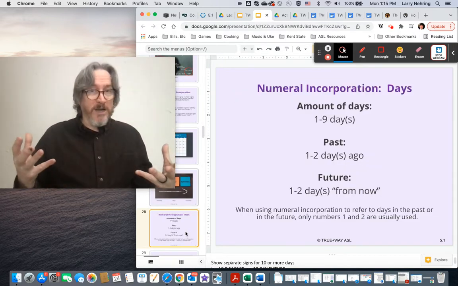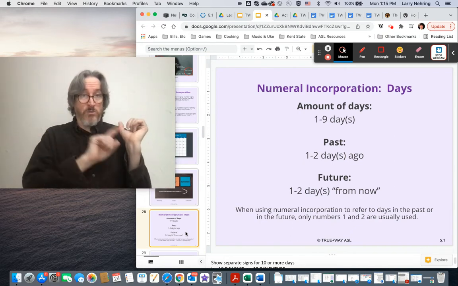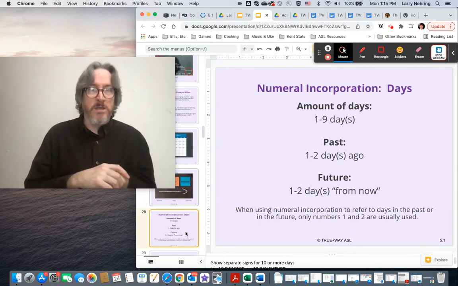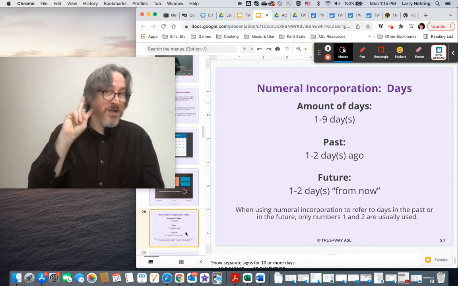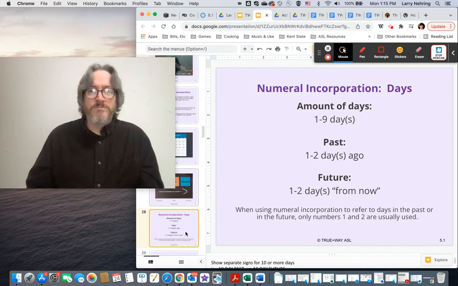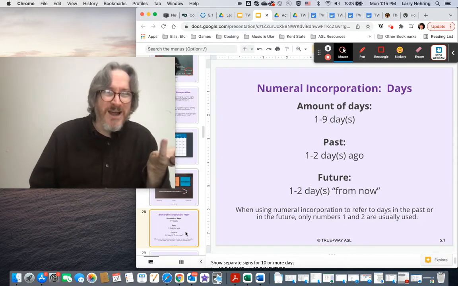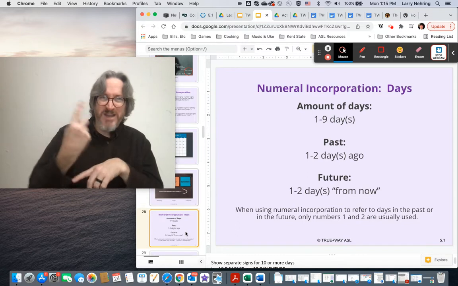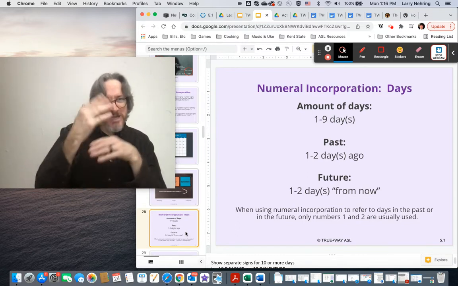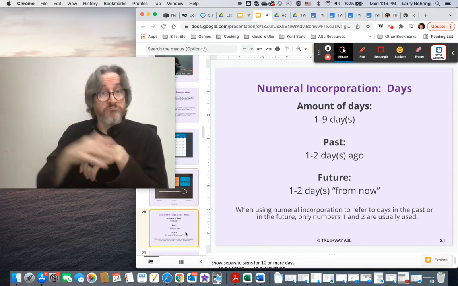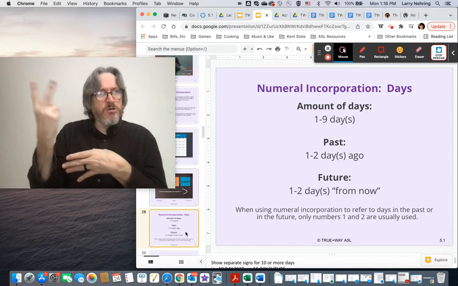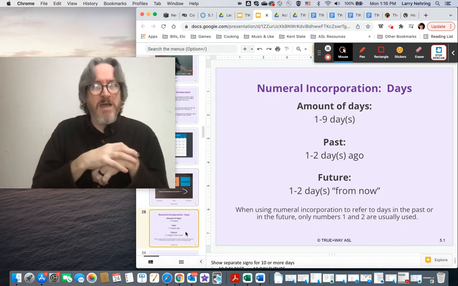So now we're incorporating amount of days, 1 to 9, right? The rule of 9. 2 days past, 3 days past, 2 days ago. Yesterday is 1 day, 2 days. 1 and 2 are the ones we most often use. 1 day, 2 days, 2 days future, 2 days duration from now on. I think 2 days future, 2 days past, you can do that with any number.